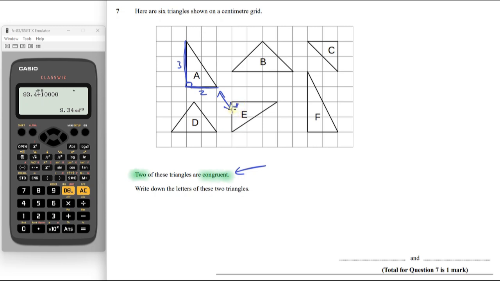And now this one, if we think about this being the base because it's been rotated, well, that is also 2, and the height is also 3. So if we've got 2 of the side lengths the same and a right angle on both of them, we know the hypotenuse is going to be the same. So I was correct. It is A and E, and I don't have to go any further. I don't have to check any more because only 2 of them are congruent. So all of these ones will be different.